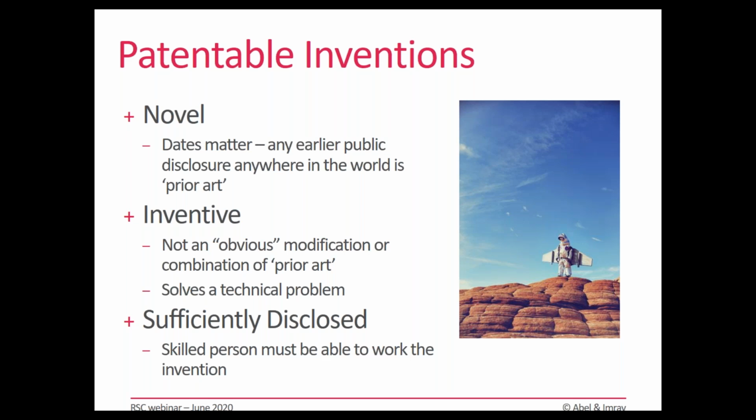Thanks, Tom. So there's 3 key requirements that you need to have a patentable invention. So your invention needs to be novel, it needs to be inventive, and you also need to be able to sufficiently disclose it in your patent application. So starting with novelty, this means that your invention must be different over anything already known.